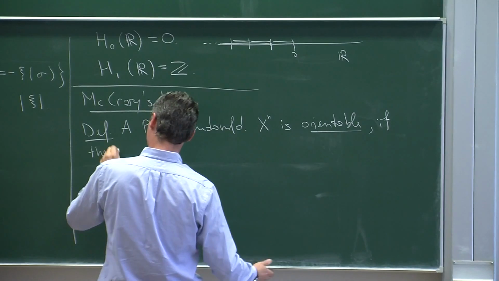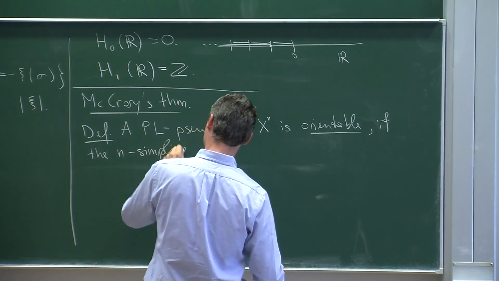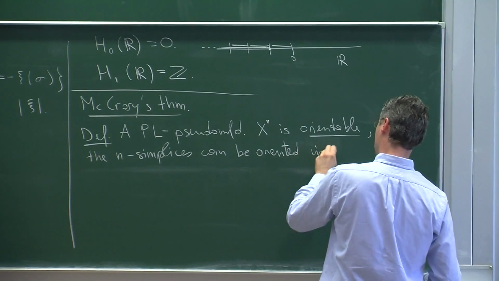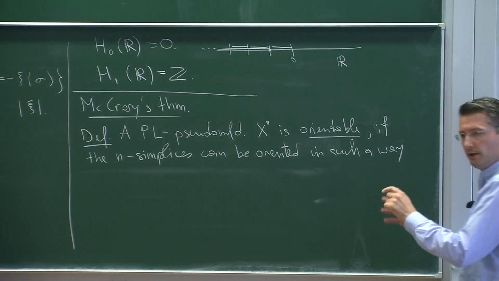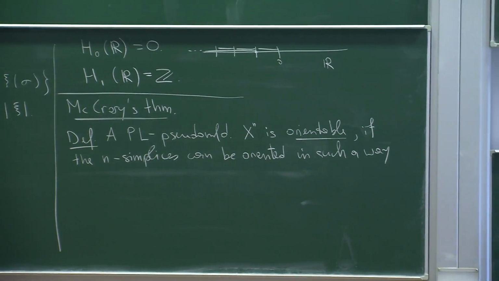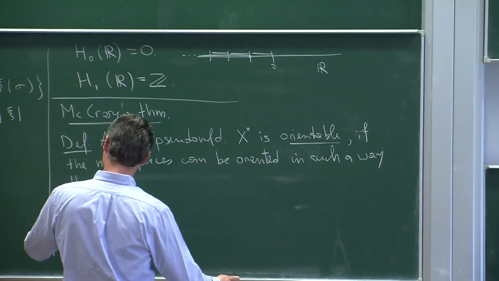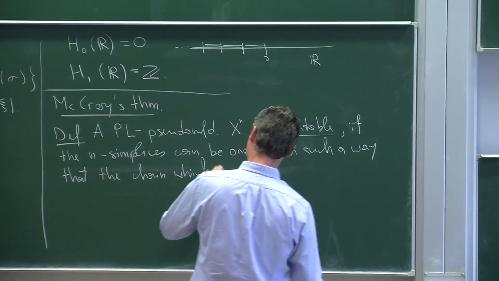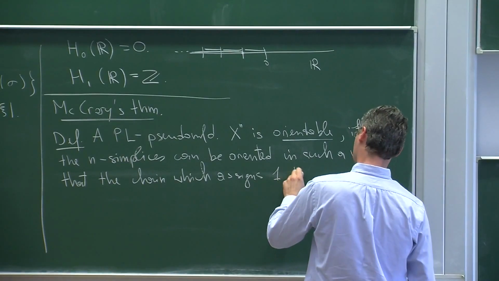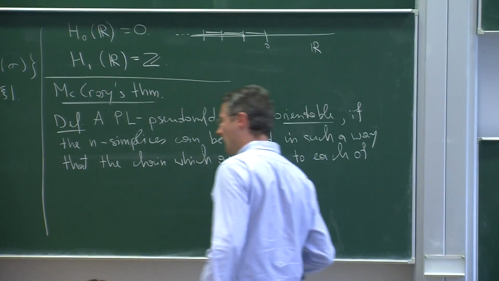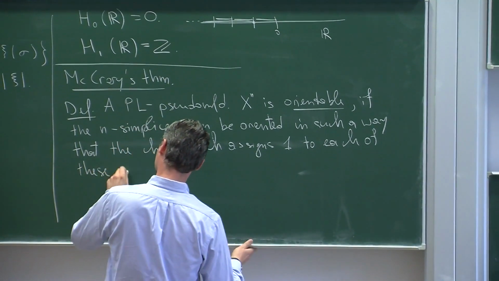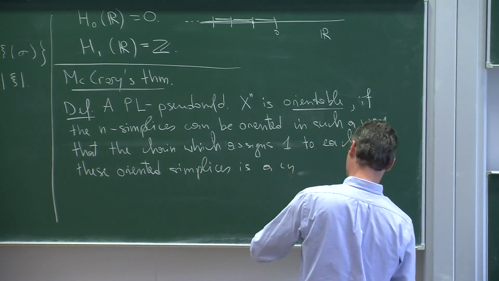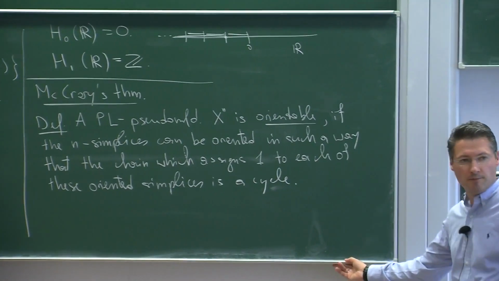if the n-simplices can be oriented in such a way, so each one individually, if you're able to, for each n-simplex, pick an orientation in such a way that a chain which assigns 1 to each of these now oriented simplices is a cycle, so has no boundary. Right?